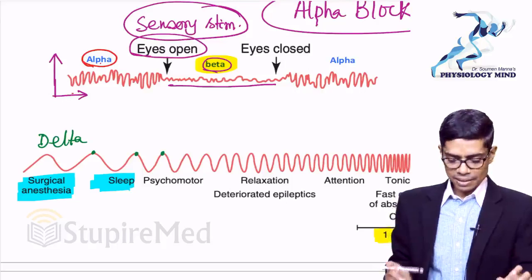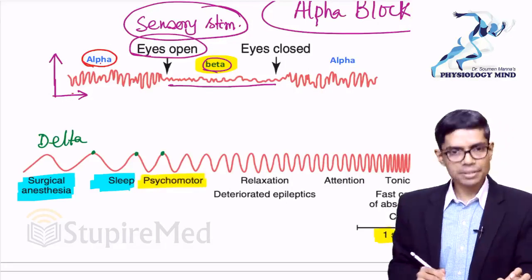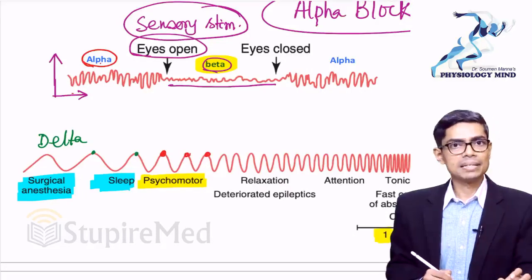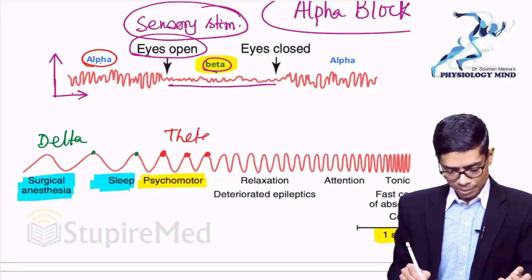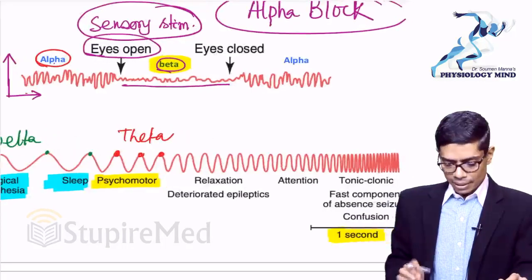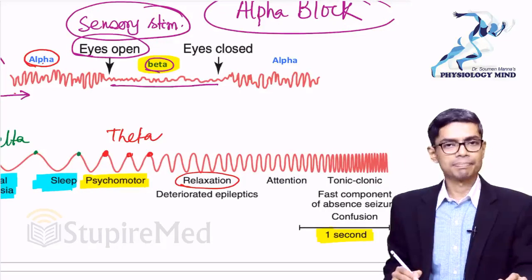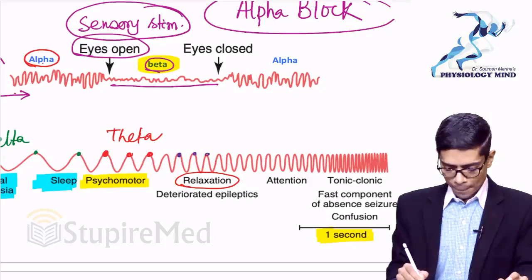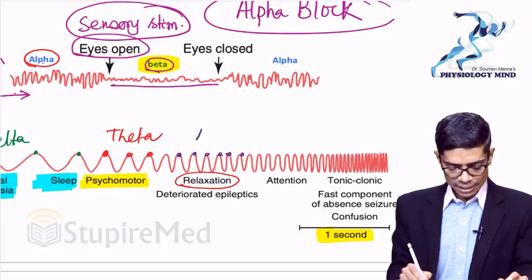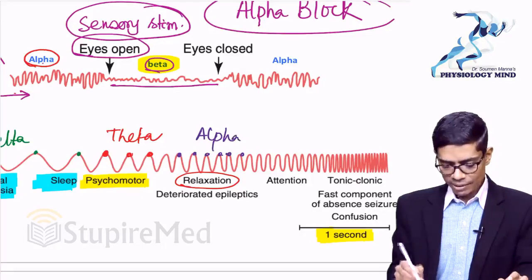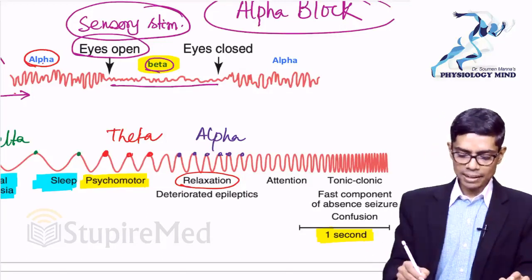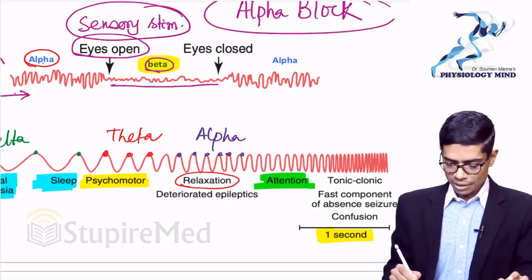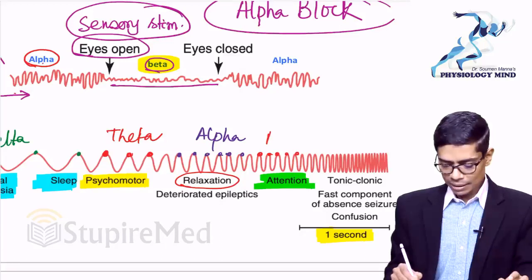Now whenever there is a certain kind of psychomotor activity, see here you are getting more frequency wave here. This is nothing but theta wave. Okay, then you are in a relaxed state, your frequency is higher. The wave which you are getting here is nothing but alpha wave. Okay, after that you are giving attention to something. So what is happening? The frequency is even higher. And this is nothing but which wave?